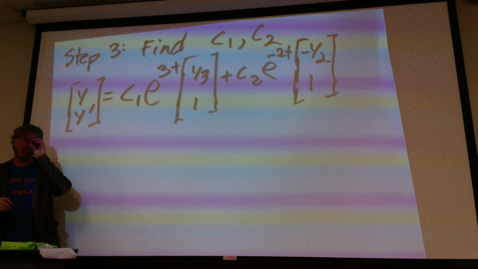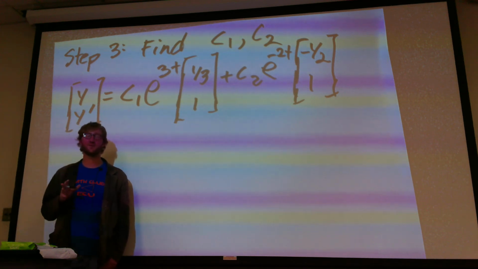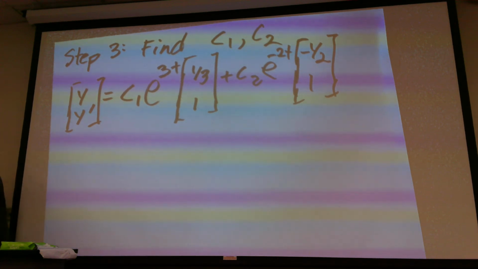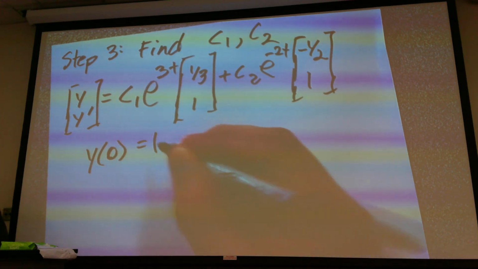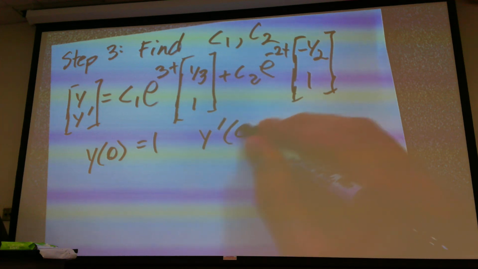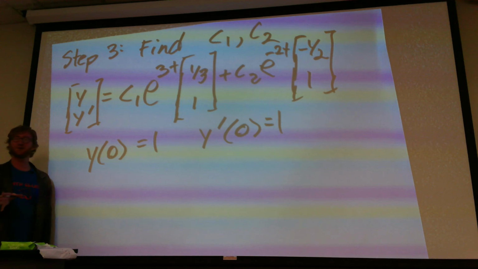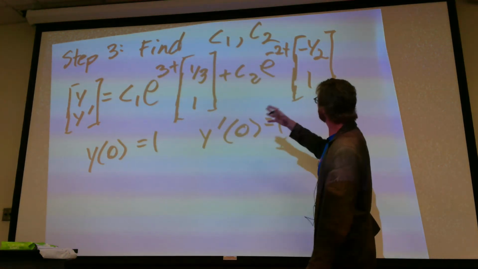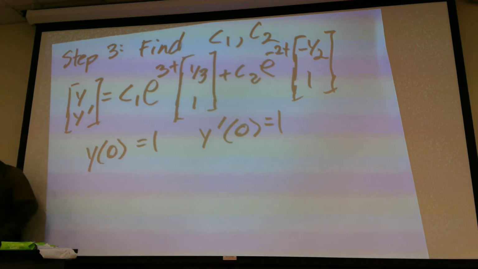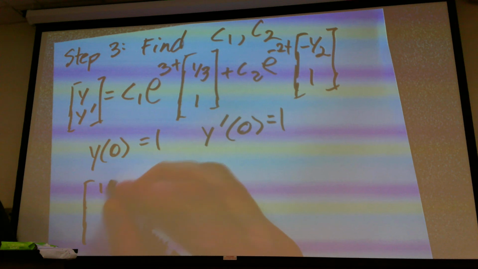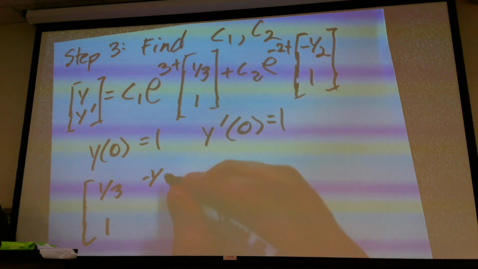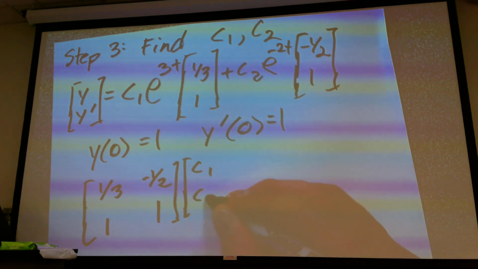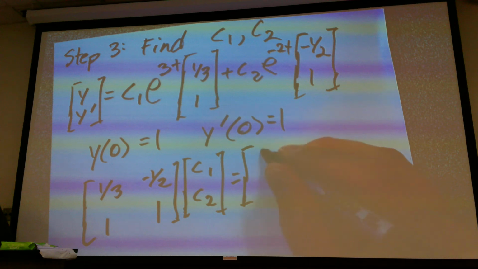All right, so this is where we are at in the problem. And so we need to find C1 and C2. To find C1 and C2, we need to use the initial conditions of the problem. So what were my initial conditions? We have y of 0 equals 1, and y prime of 0 also equals 1. And remember, when you plug 0 into the exponential function, it just goes to 1. So we're going to form this into a matrix, and what it's going to come out to is [1/3, 1; -1/2, 1] acting upon C1 and C2 is going to equal 1 and 1.